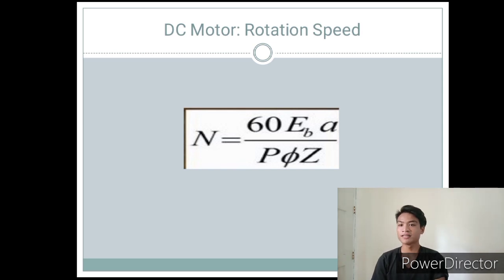Ito naman po is yung formula ng DC motor speed rotation. N equals 60 times E sub B A all over P Φ Z, where yung N is the speed of armature rotation or RPM, A is the armature current paths, E sub B is the back EMF or volts. Yung P naman is the number of poles. Then yung Z is the number of conductors. Tapos yung Φ is the flux per pole.